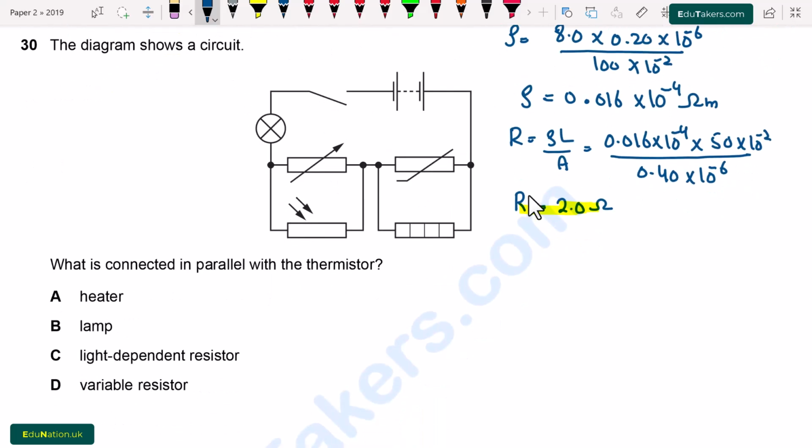Question number 30. The diagram shows a circuit. What is connected in parallel with the thermistor? So here is the thermistor. What is connected parallel to the thermistor? We have to just tell its name. Here is heater, lamp, light dependent resistor or variable resistor. So this is basically the heater. So option A is correct.